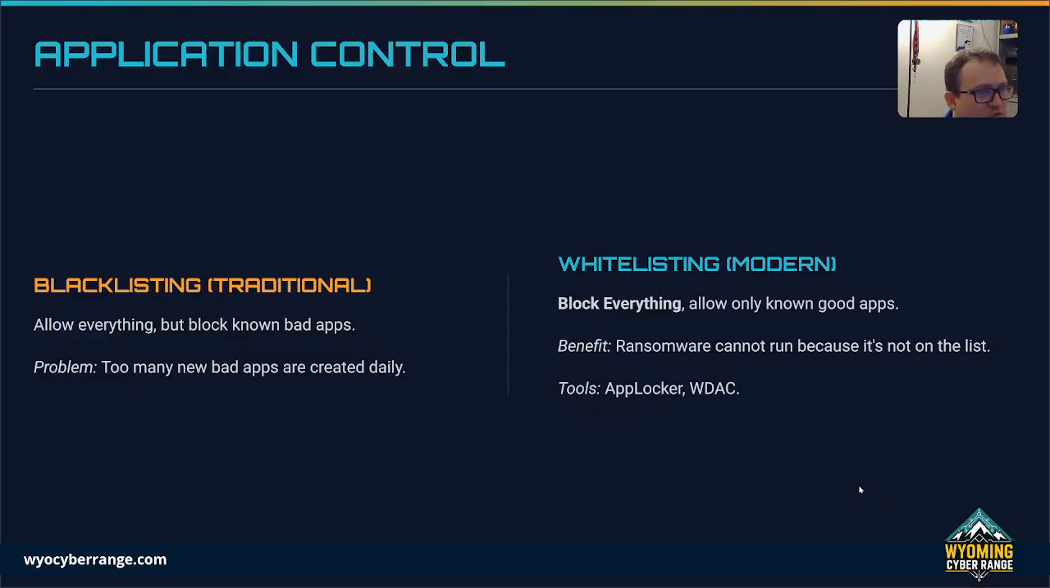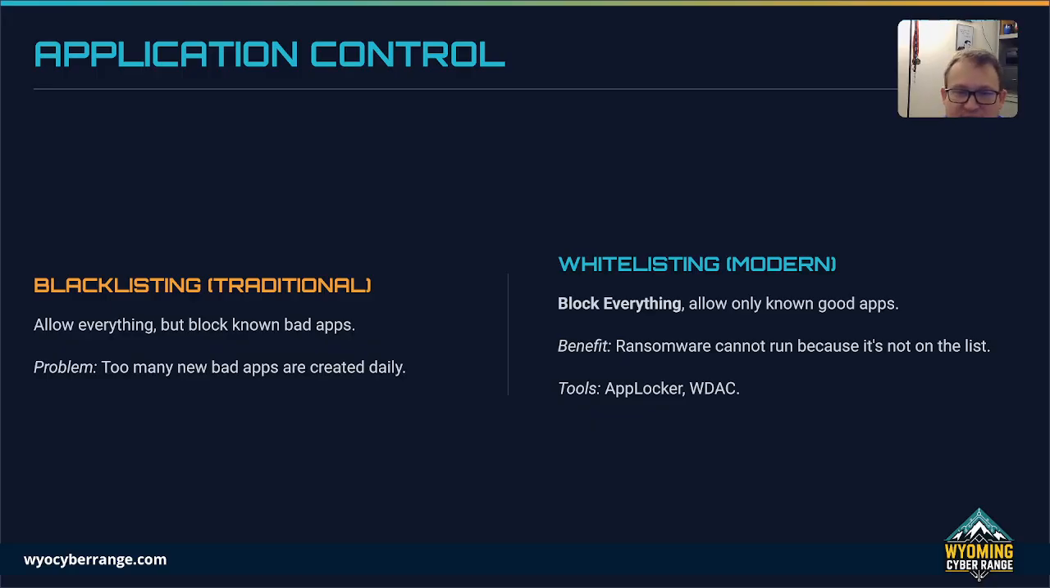Now, our strongest control is going to be application control. Historically, we used blacklisting. We allowed everything to run unless we knew it was bad. And this fails today because there are so many bad apps created daily. So how do we keep up with the blacklist? So the modern approach just switched it.